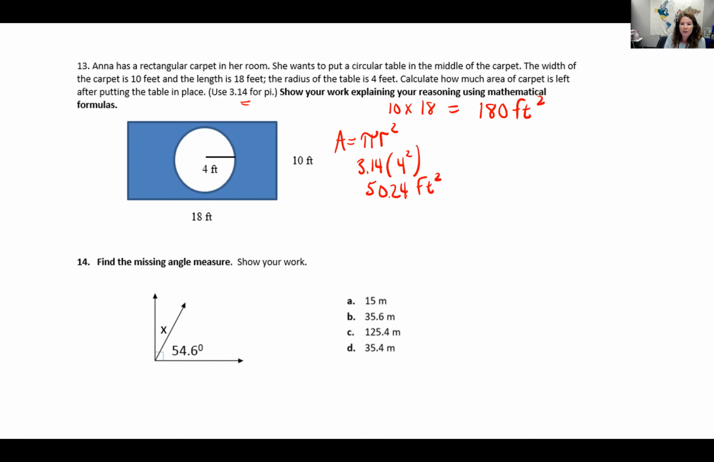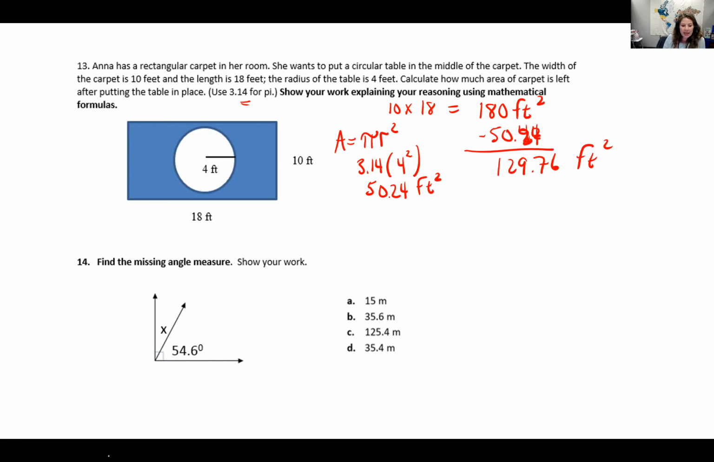And then it wants to know how much carpet is not being covered by the table. We're going to subtract those two numbers, put it in my calculator. Uh-oh, don't change your numbers around. It's 24, not 42. And when I subtract 180 minus 50.24, I get 129.76 feet squared.